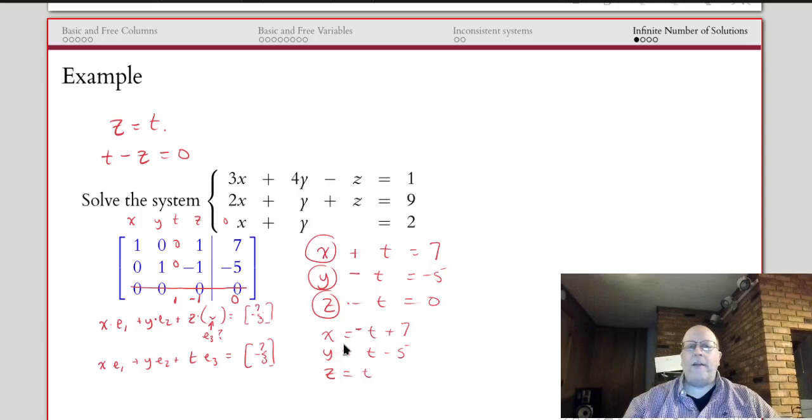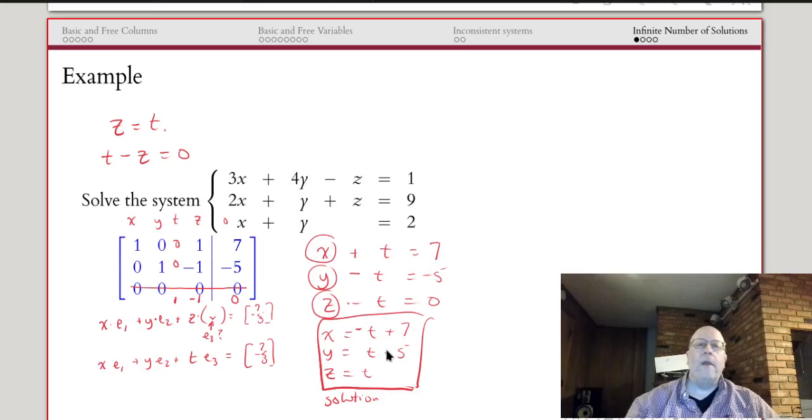And now we'll take this set. This is one way of writing the solution. We know what x is, we know what y is, we know what z is. For any value of t, we can plug in a value of t and we can get a solution. But there's something we can do even further with that.